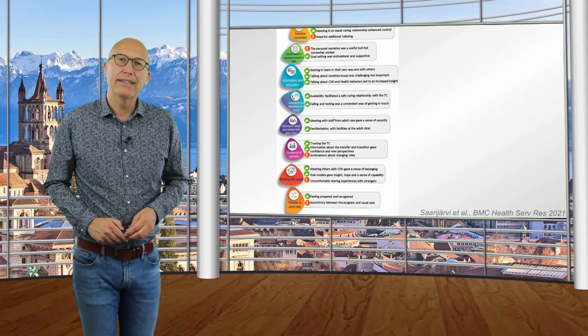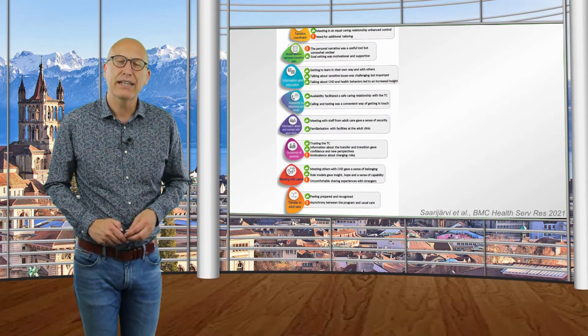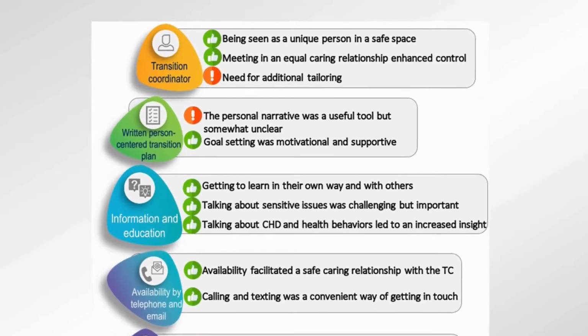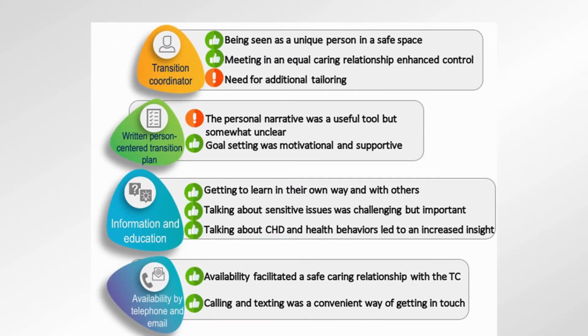When we have a look at the different components and how they are experienced, we can see that regarding the transition coordinator, people indicated that being seen as a unique person in a safe place and meeting in an equal caring relationship that gave them control over their condition. These were very important and highly valued aspects of the transition coordinator. On the other hand, they also indicated that there is even more need for individual tailoring the intervention. The intervention was individualized, but still patients indicate a higher need for this individual approach.